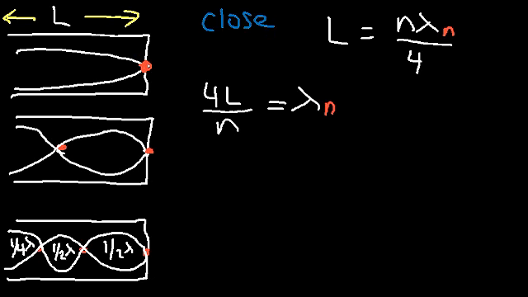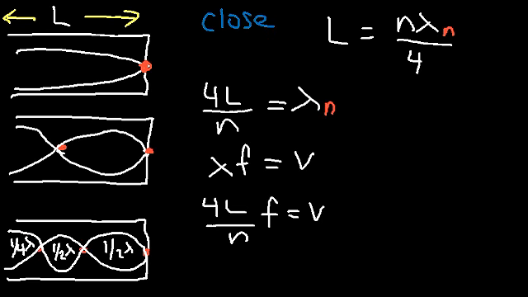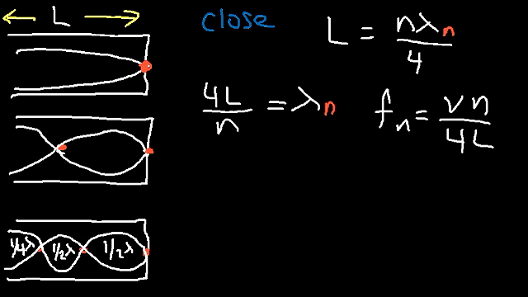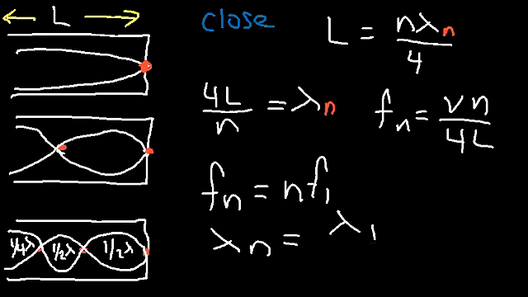So that's another equation that you want to know. Now, what about the frequency? Lambda times the frequency is equal to the speed. And lambda is 4L over n. So solving for F, we could say F sub n is the velocity times n divided by 4 times the length. So that's how you can find the frequency for any harmonic. Now the other equations still apply. Fn is still n times F1, and lambda n is still lambda 1 divided by n.